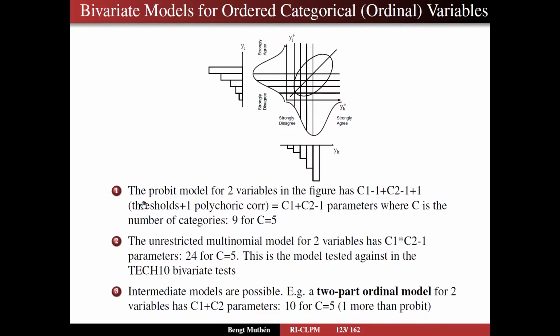So thresholds plus 1 polychoric correlation. So that becomes C1 plus C2 minus 1 parameters, for C being the number of categories. So 9 for C equals 5, 9 parameters for the unrestricted probit model. The unrestricted multinomial model for 2 variables has the number of cells, total product, minus 1, because they have to add to 1. So we have 24 then for C equals 5. So this is the model that we test against when we consider Tech 10 bivariate tests.